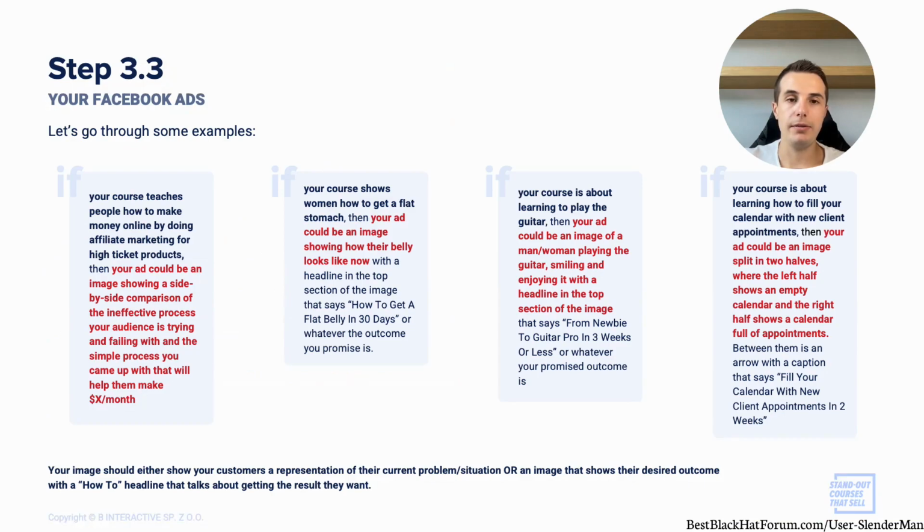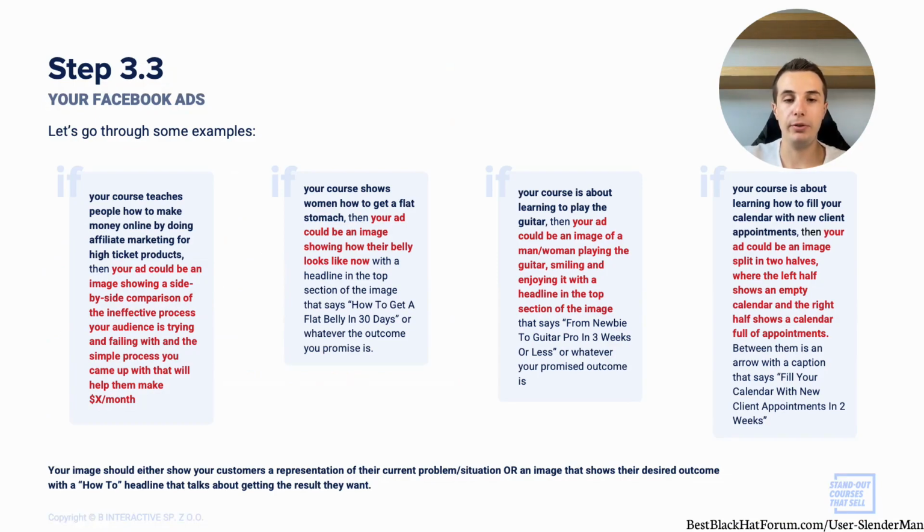And the fourth example is if your course is about learning to fill your calendar, a client acquisition strategy that shows people how they can fill their calendar with new client appointments, then your ad could be an image split in 2 halves where the left half shows an empty calendar and the right half shows a calendar full of appointments, and there's an arrow between them with a caption that says, fill your calendar with new client appointments in 2 weeks. That image would directly show people the outcome that they're going to get from following your system and would definitely get their attention.